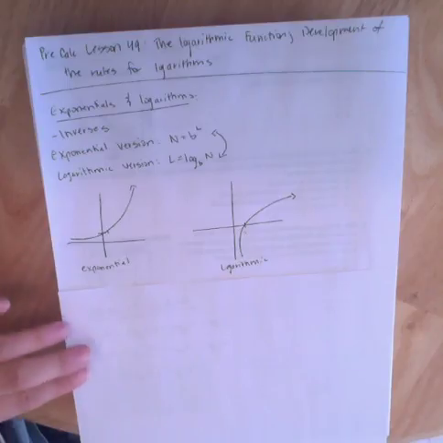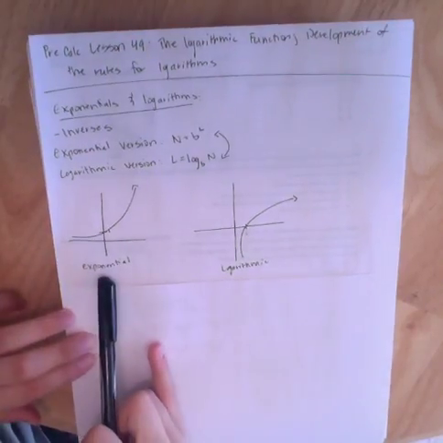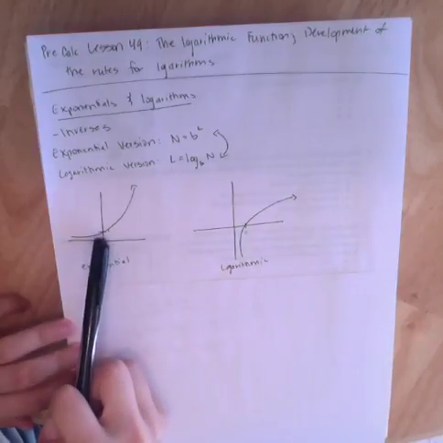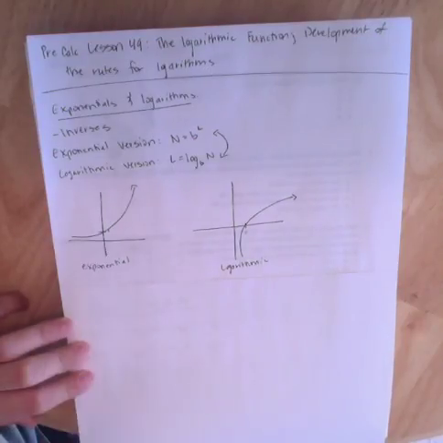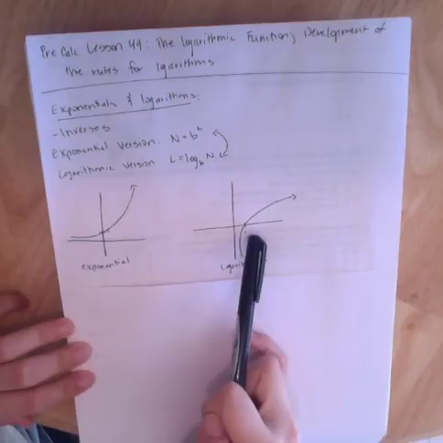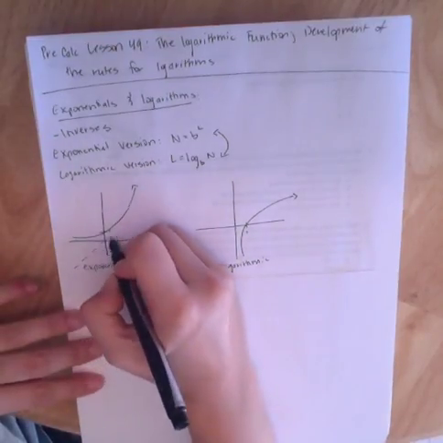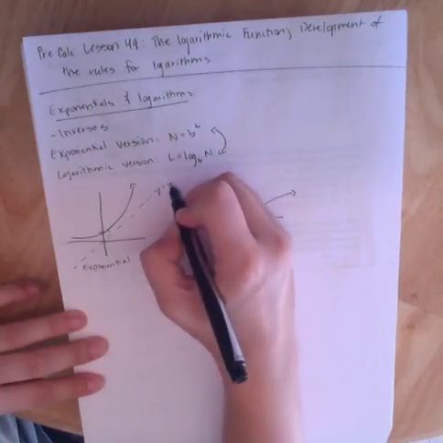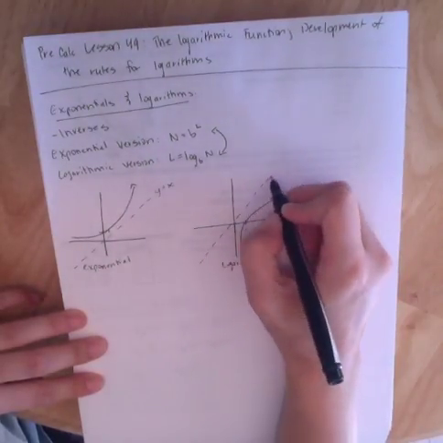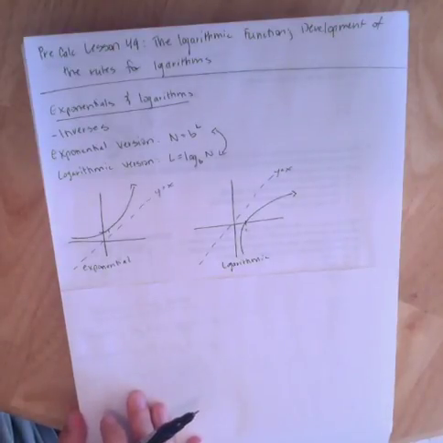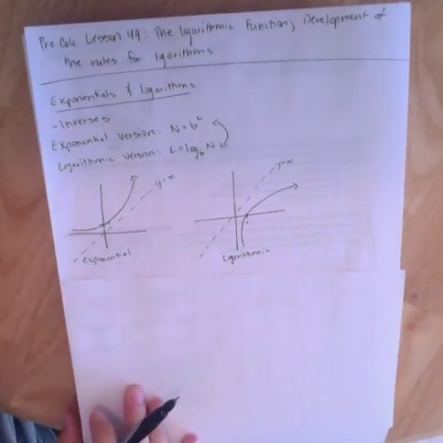If we look at their graphs, this is the graph of the exponential, this is the graph of the logarithmic. Exponentials, we know, always go through (0, 1), and the inverse of that, logarithmics, go through (1, 0). And you'll notice they're reflected across the line y equals x, right? If I draw that in both, they're directly reflected across it, which shows us that their graphs are inverses.